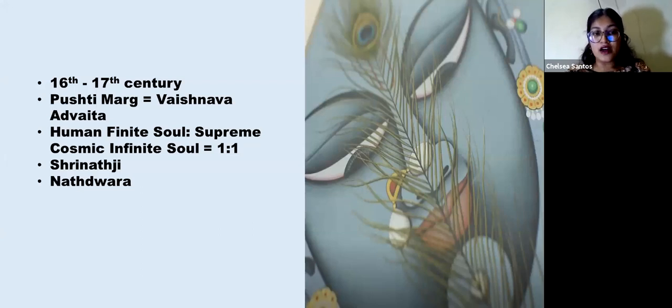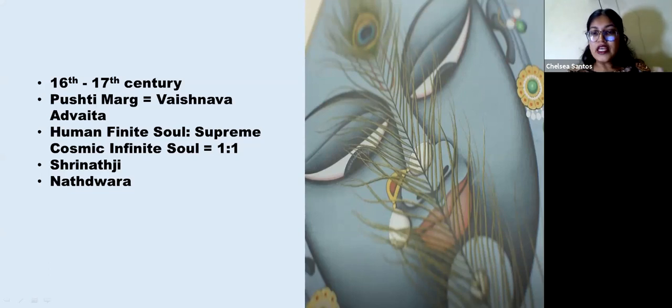Essentially, it means a path of devotion, of bhakti, of love, of the grace of God. And it is a Vaishnava Advaita philosophy. Vaishnava as in Vishnu and his forms, the belief in Vishnu and his forms, and Advaita is a philosophy which believes that the human soul, which is finite, and the supreme cosmic soul, which is infinite, is actually one and the same. The ultimate goal is to unite with that, to realize this oneness of us.